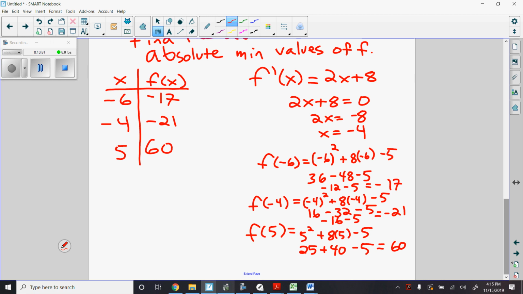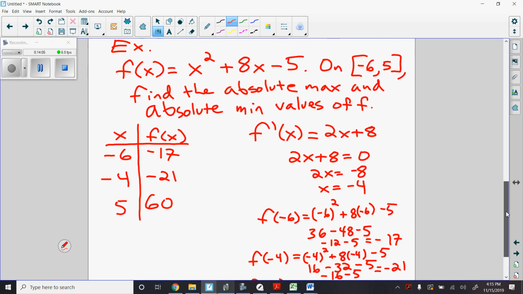Now I just have to identify the absolute min and the absolute max based on what's the biggest f of x number, what's the smallest. So let's start with the absolute maximum value. Now here's where I need to be careful about the wording. Okay? The question is, for absolute max, do I report the number 5 or report the number 60?